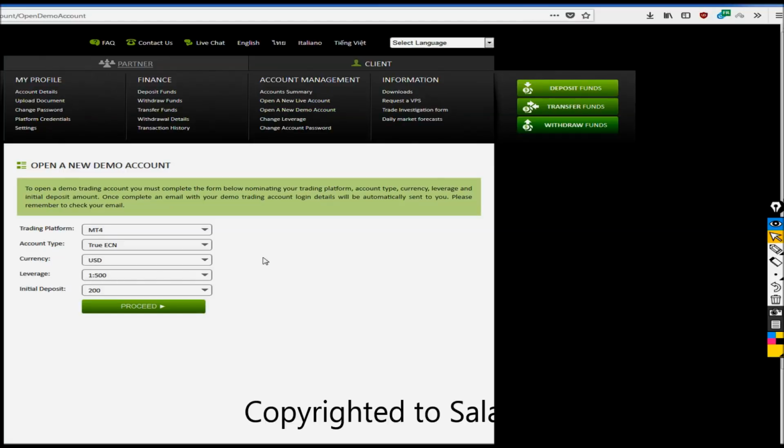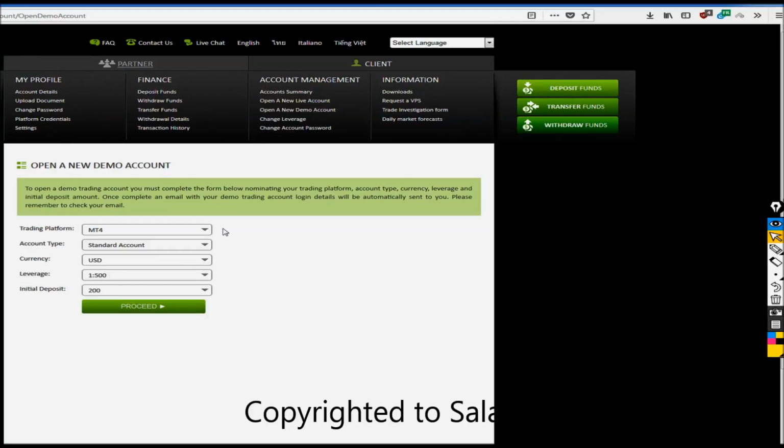Of course, you need to open a demo account just for testing and for practicing. Platform MT4, account type, make sure it is standard account. Currency, it's up to you. I always prefer USD. Leverage is 1 to 500. Initial deposit is up to you, how much you want. So anyway, you can open the account so easily.